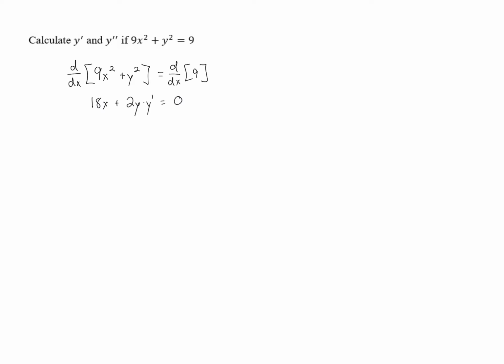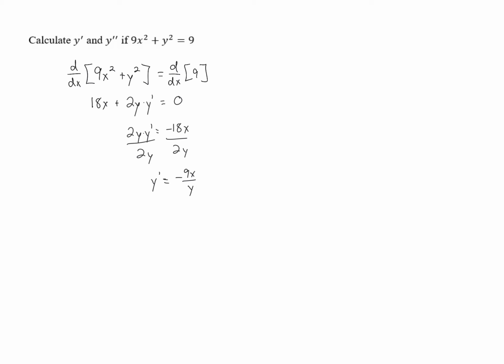Now, to get y prime alone, we subtract 18x from both sides. 2y times y prime is negative 18x. And if we divide both sides by 2y, we can actually reduce that fraction by 2, and we get negative 9x over y. So that is the first derivative of y.